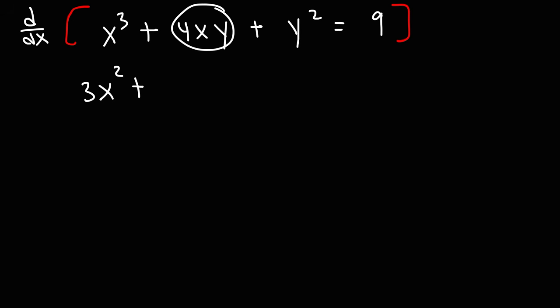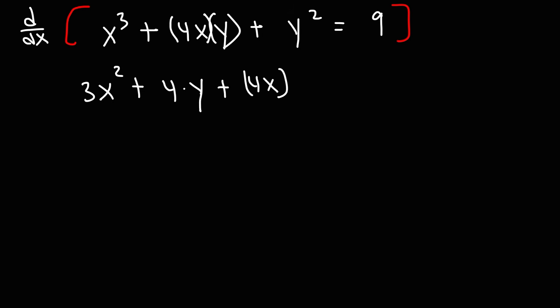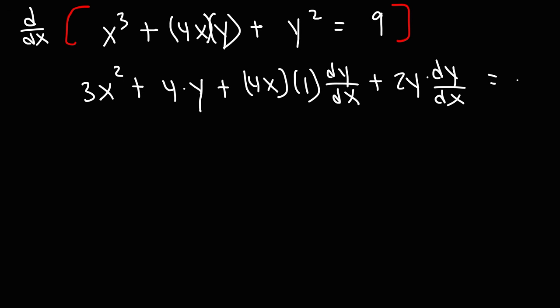Now, notice that we have x and y, so we need to use the product rule. I'm going to say the first part, the u part, is 4x. The v part is going to be y. So the derivative of the first part, 4x, is just 4, times the second part, which is just y, plus the first part, 4x, times the derivative of the second part. The derivative of y is going to be 1 times dy over dx, because we're differentiating y with respect to x. Now, the derivative of y squared is going to be 2y times dy over dx. And the derivative of a constant is always 0.